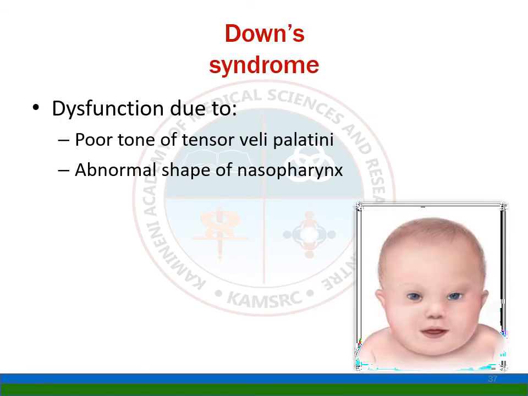And in case of Down syndrome, they don't have proper muscle action. The muscle tone is very low, poor tone, and there is an abnormal shape of the nasopharynx which doesn't permit the eustachian tube to function properly.